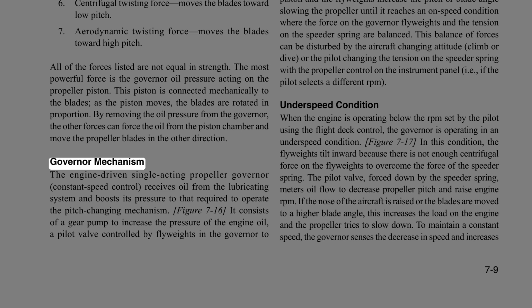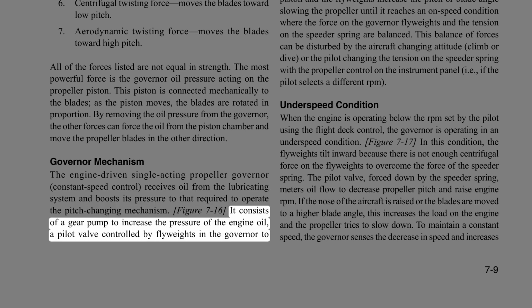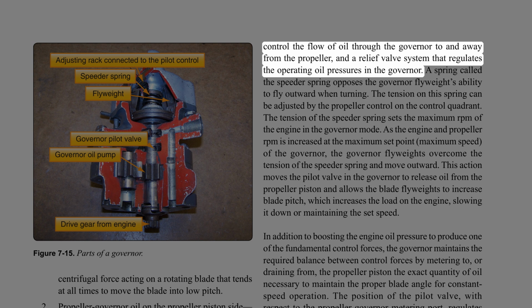Governor mechanism. The engine-driven single-acting propeller governor, constant speed control, receives oil from the lubricating system and boosts its pressure to that required to operate the pitch-changing mechanism. It consists of a gear pump to increase the pressure of the engine oil, a pilot valve controlled by flyweights in the governor to control the flow of oil through the governor to and away from the propeller, and a relief valve system that regulates the operating oil pressures in the governor.